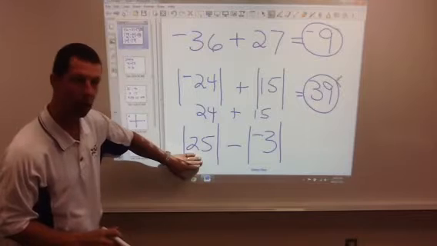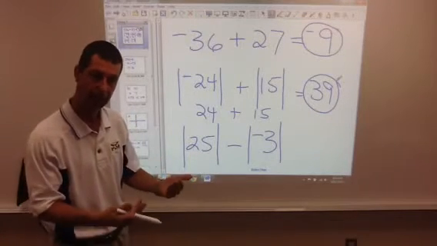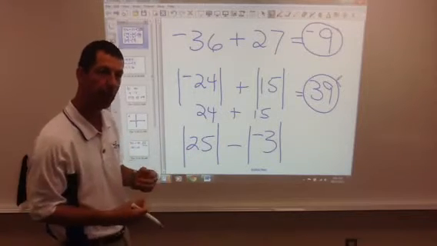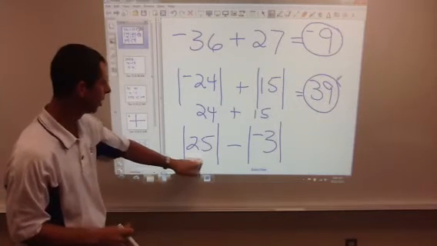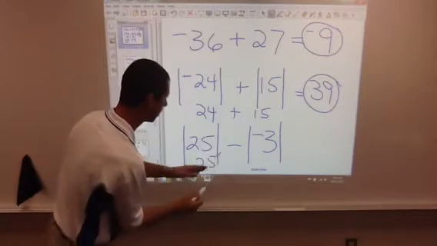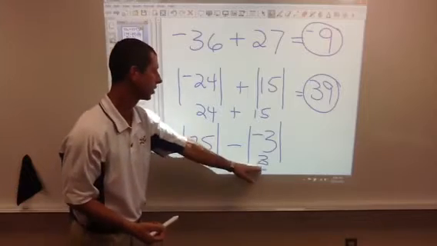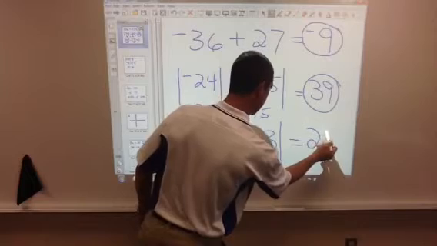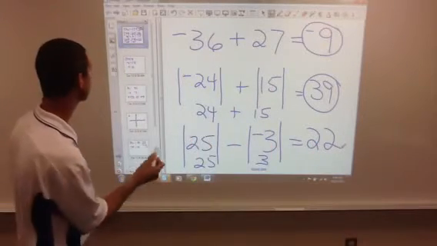Okay, this problem here, also absolute value. Absolute value is always positive because it's how far a number is from zero. It doesn't matter if it's in a negative or positive direction. How many spaces is it from zero on a number line? So the absolute value of 25 is 25. The absolute value of negative 3 is 3. So we have 25 minus 3, which is going to be 22. So our answer there, 22.